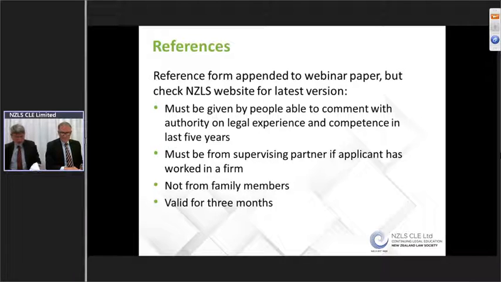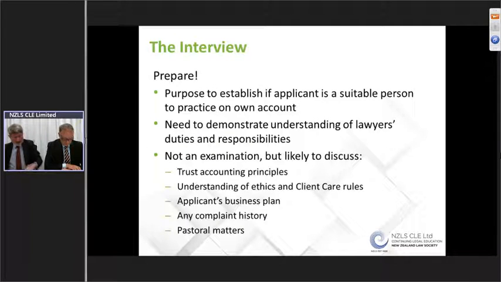There's a lot of information in the paper. I suggest you read the paper rather than just listen to me, because there's a lot more there to discuss these things. But the last thing I want to discuss now is the interview. At the end of the process, after you've lodged your application, after your references have been accepted and any further information that appears to be necessary has been provided, you will then have an interview.